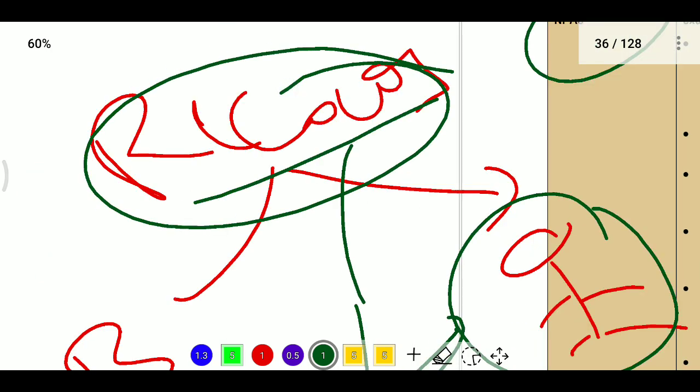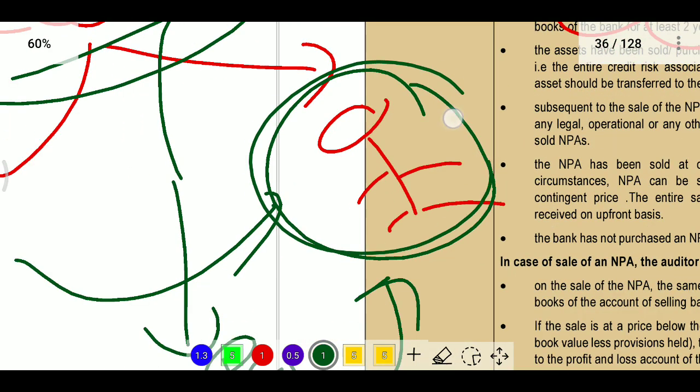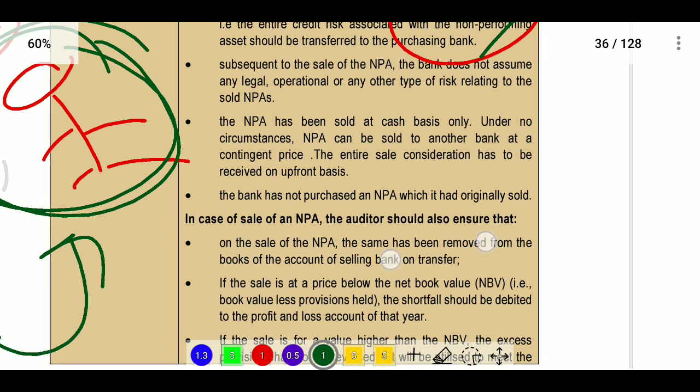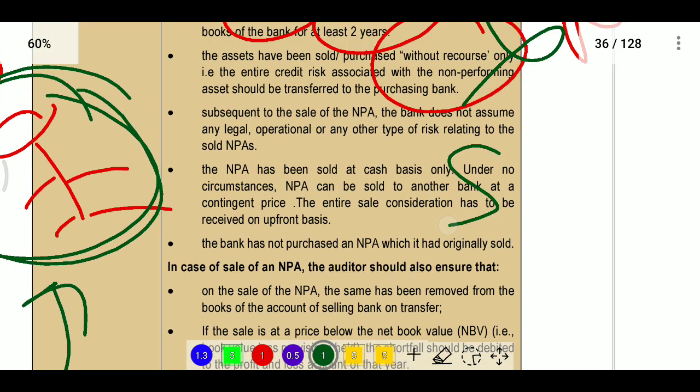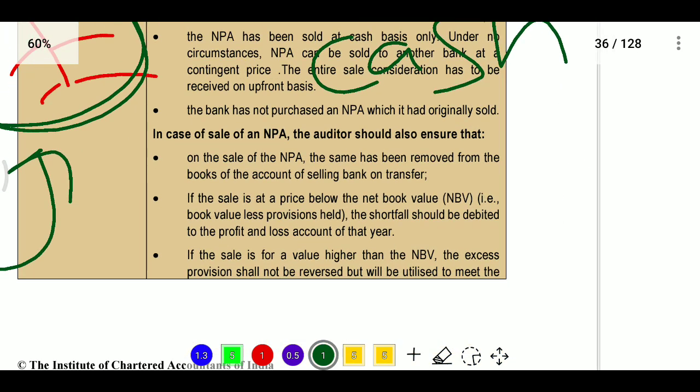So this NPA is not allowed on a recourse basis. Without recourse, they need to sell it, and whatever the risk and rewards are taken by the person who is purchasing the NPA. Next, subsequent to the sale of an NPA, the bank does not assume any risk relating to the sold NPA. An NPA has to be sold on a cash basis only, so always it should be sold on a cash basis. And the bank may not purchase an NPA which it originally sold; it is not allowed to purchase what has already been sold by the bank.